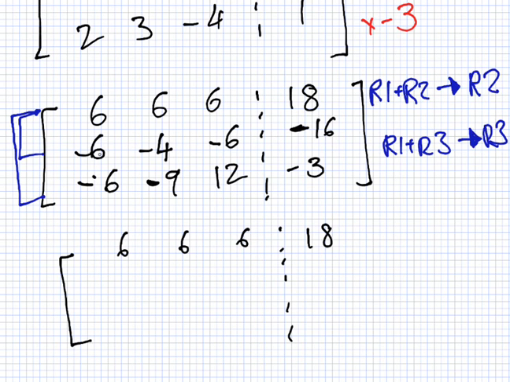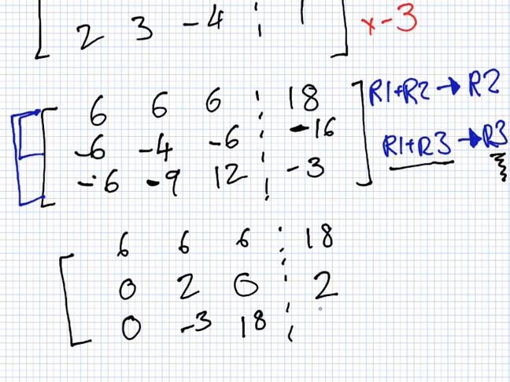Okay, row 1 plus row 2, answer goes on to row 2. 6 and minus 6? 0. 6 and minus 4? 2. 6 and minus 6? 0. 18 and minus 16? 2. Now what do I do next? Row 1 and row 3, answer onto row 3. 6 and minus 6? 0. 6 and minus 9? Minus 3. 6 and 12? 18. 18 and minus 3? 15, isn't it? Yeah.